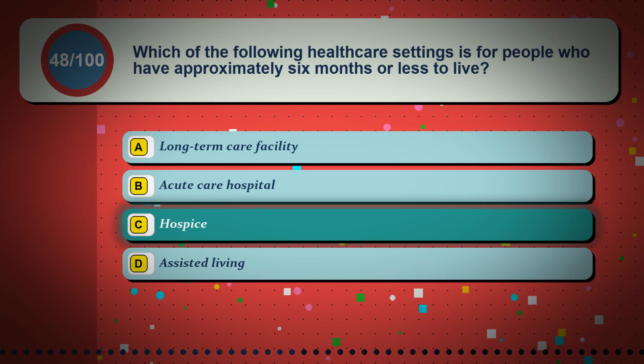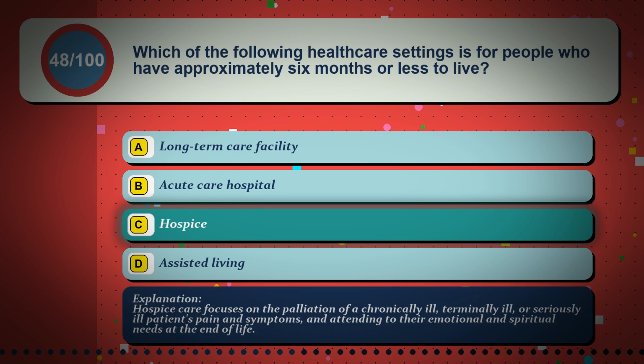The correct answer is option C, hospice. Hospice care focuses on the palliation of a chronically ill, terminally ill, or seriously ill patient's pain and symptoms, and attending to their emotional and spiritual needs at the end of life.